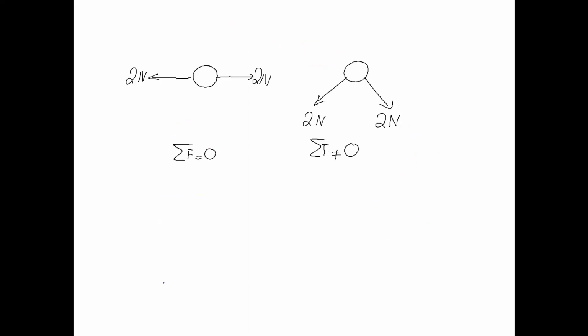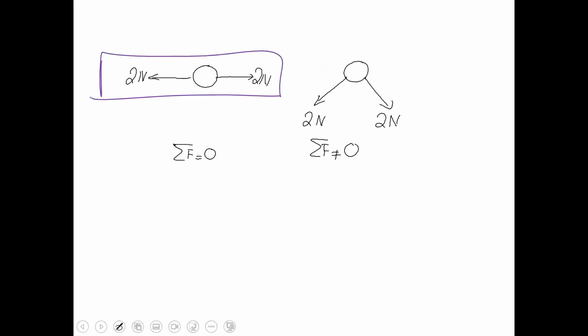Now look at this. This is a straight shape, and this is a bent shape. If the forces are canceling each other in a linear shape, the resultant is zero.